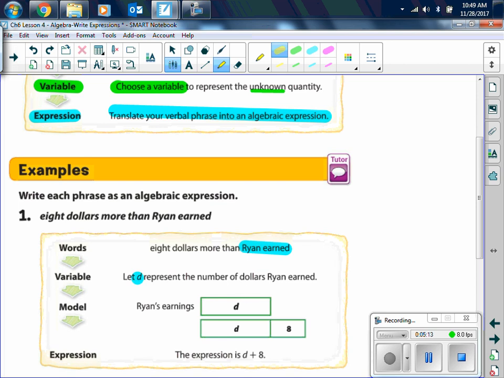So we're going to say D is equal to the dollars that Ryan earned. Okay? Now, since that's our variable, okay, when we look at our words again, it says we want $8 more than that. How do I say $8 more than that? We're going to add. Very good. So we're going to add 8 to the D. And that's how we get our expression, D plus 8.